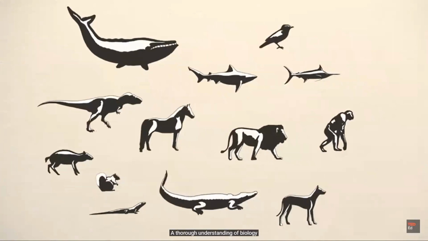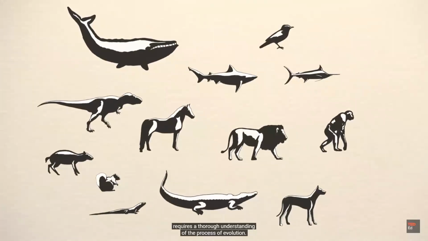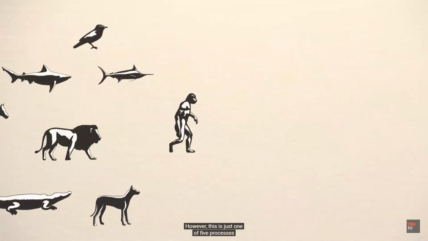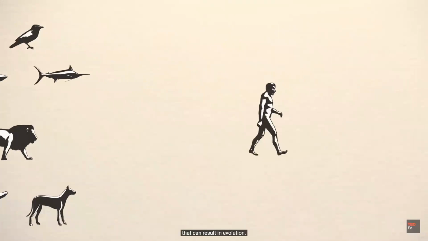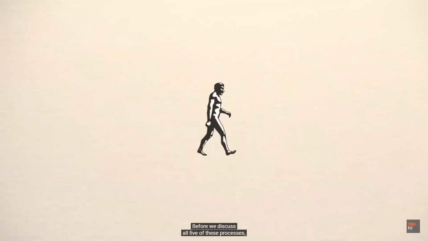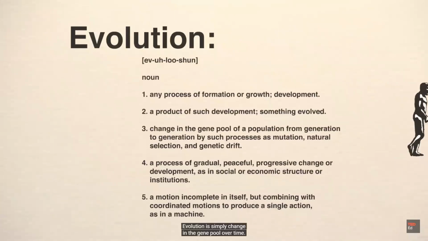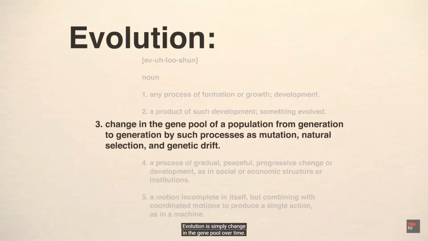A thorough understanding of biology requires a thorough understanding of the process of evolution. Most people are familiar with the process of natural selection. However, this is just one of 5 processes that can result in evolution. Before we discuss all 5 of these processes, we should define evolution. Evolution is simply change in the gene pool over time.